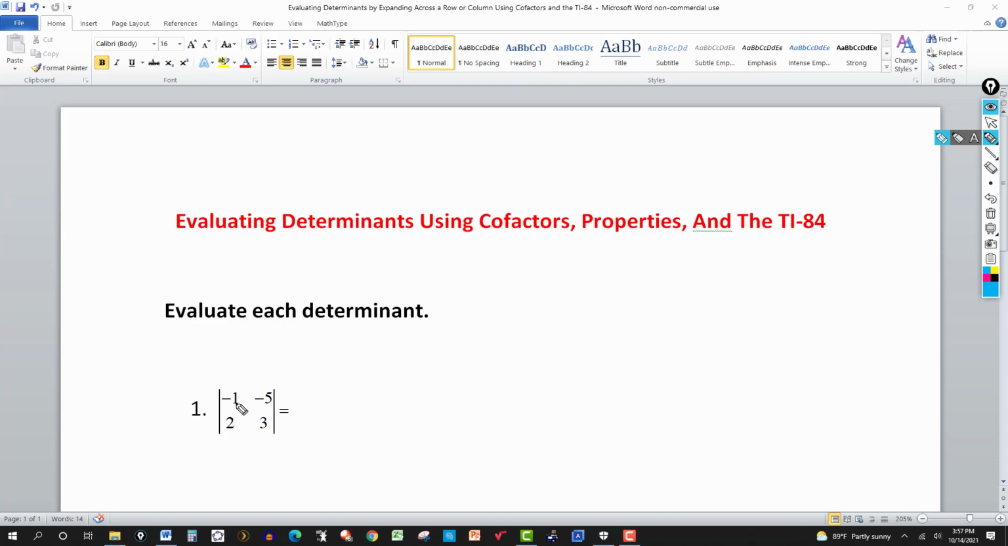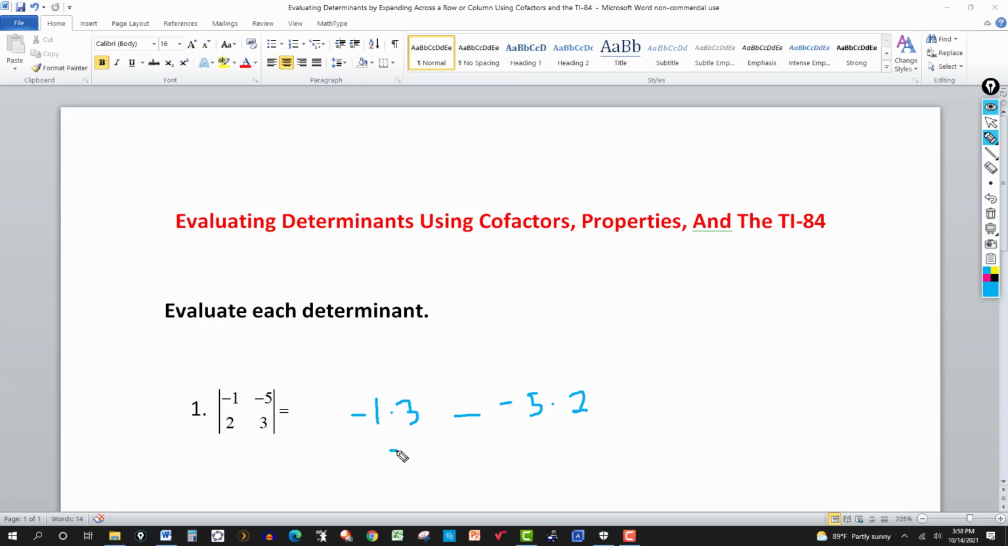And basically this is pretty straightforward. The procedure is to cross multiply here: -1 multiplied by 3. So these components this way. And then we subtract the cross product the other way. So it's -5 times 2.